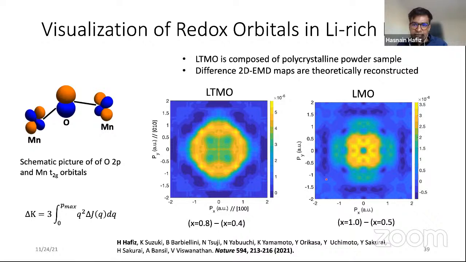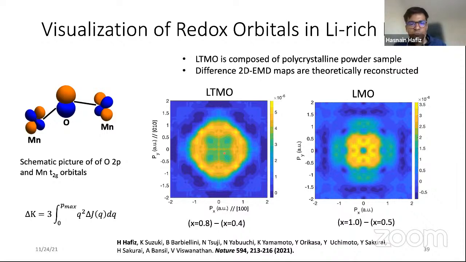And you can see that these two pictures are really different. In this case, we have some localization in momentum space. That means in LMO we actually have delocalization in real space, as we discussed earlier. On the other hand, here the oxygen states are very localized but delocalized in momentum space. That's why it is kind of spread.